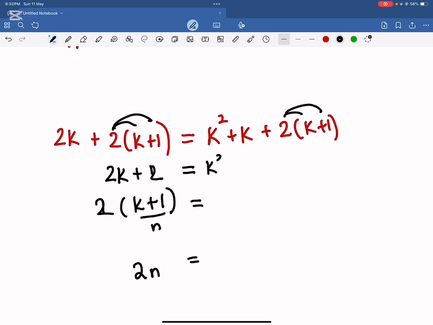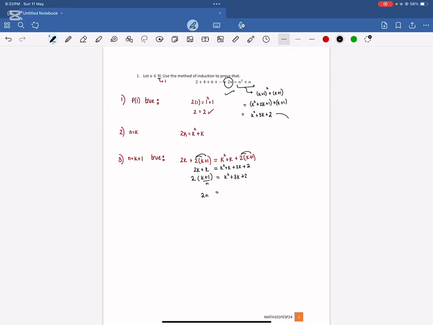It's k squared plus k plus 2k plus 2, which is k squared plus 3k plus 2, which is the same thing I got here. Okay, so I can rewrite it as k plus 1 squared plus k plus 1. And k plus 1 is n. Okay, so it will be n squared plus n, and here 2n. So it's proved by induction.